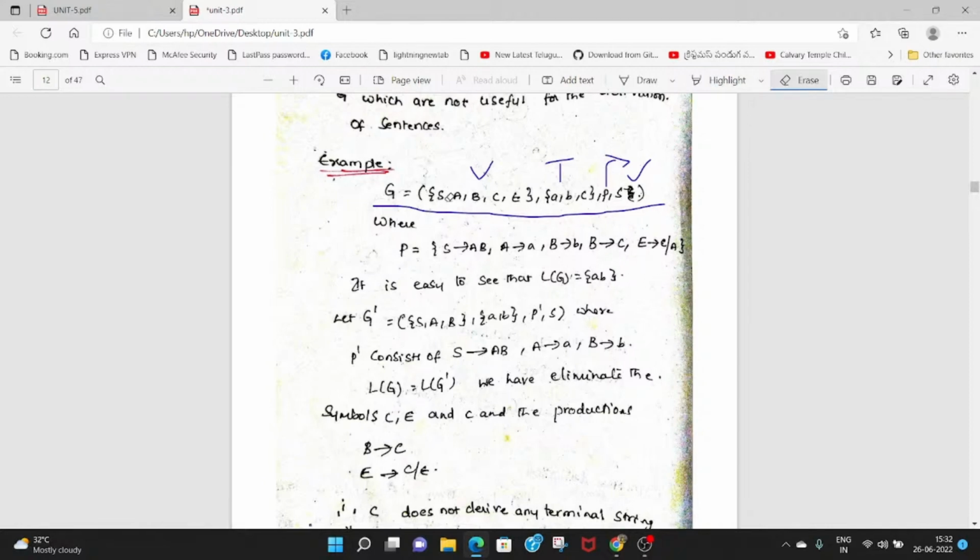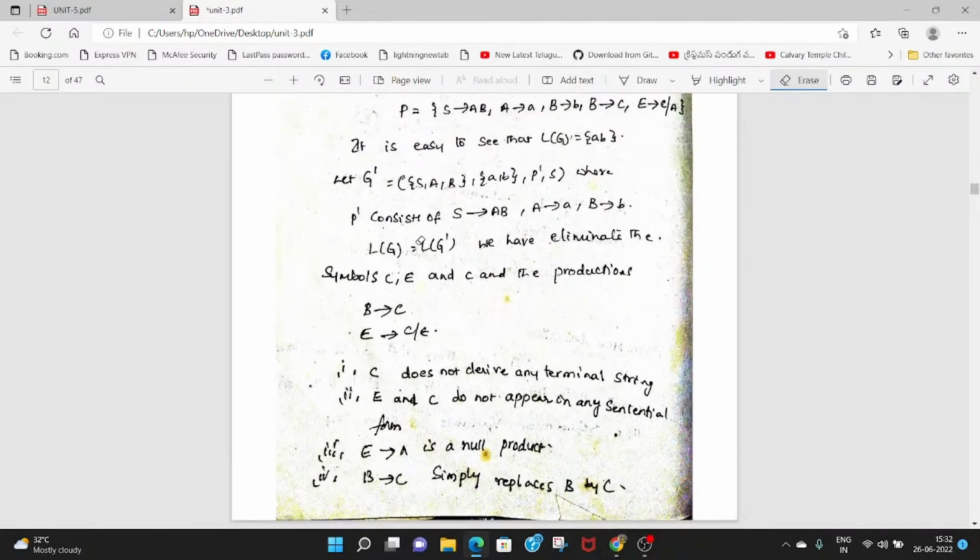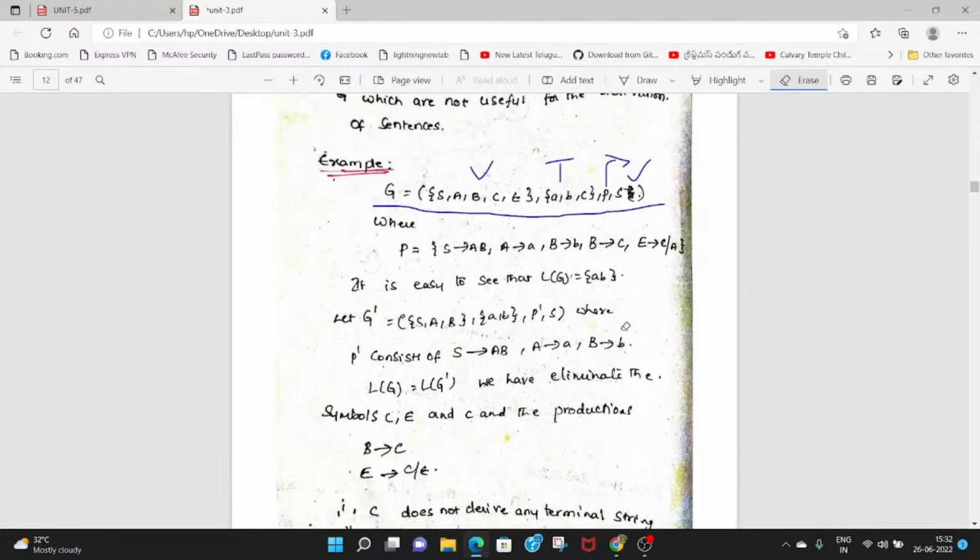So here you can see the variables given: S is there, A is there, B, C, E are all there in your grammar. So now simply what we have to do is construct an equivalent context-free grammar which eliminates the useless symbols. You consider that grammar as G dash. So how are you going to take the variables? See here, S derives the variables A, B directly. So I can include the variables S, A, B.